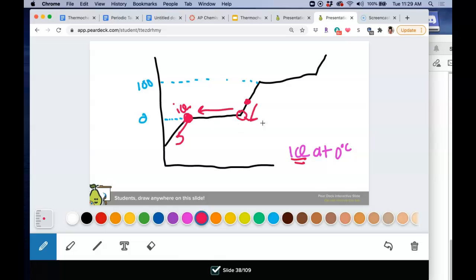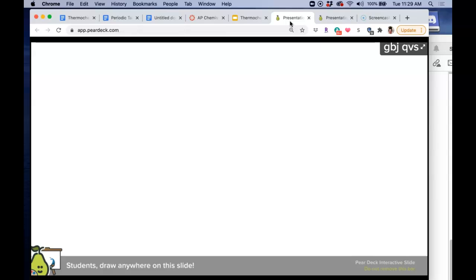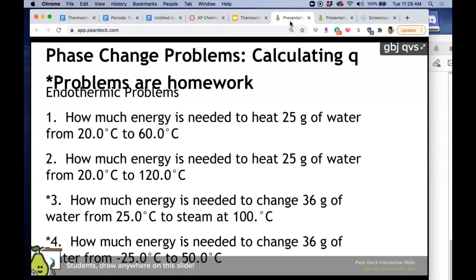If you hear water at 100 and not steam at 100, you can stop here. If you hear water at 0 and not ice at 0, you can stop here. But you just need to pay attention to the wording. So I would like you, after this video, to please try 3 and 4 on your own, and I will post the answers.